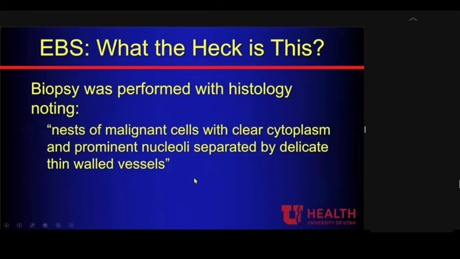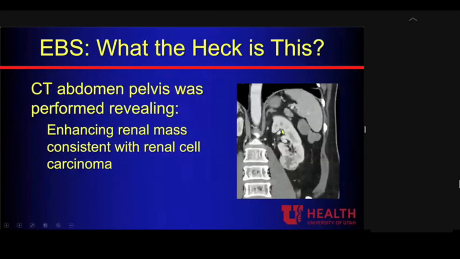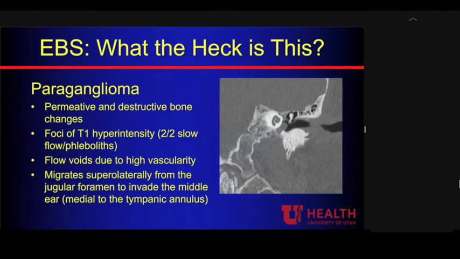So that mediated a workup of a biopsy, which showed some malignant cells with clear cytoplasm and prominent nucleoli. For the pathologists out there, that sounds like a renal cell carcinoma. This patient did have a CT abdomen pelvis that showed this RCC. So paraganglioma, like we said, has imaging characteristics which look like our case. It can cause permeative and destructive bone changes.